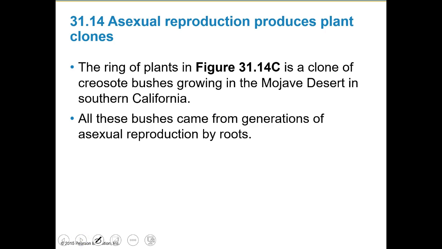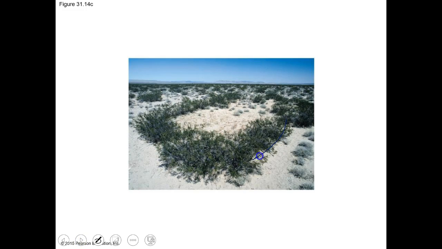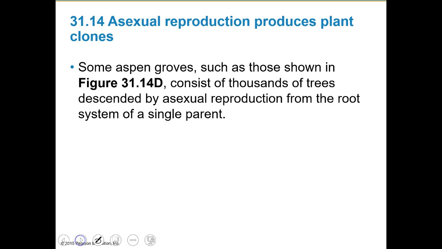A ring of plants as a clone from the creosote bushes growing in the Mojave Desert in California. All of these bushes are from generations of asexual reproduction of roots. So this whole little ring of these, they're all root connected.